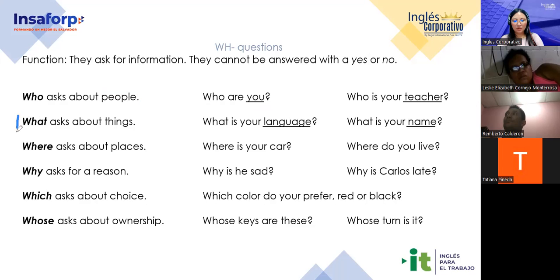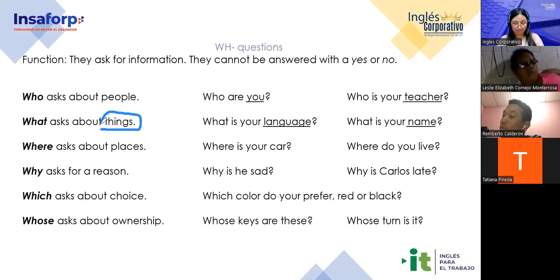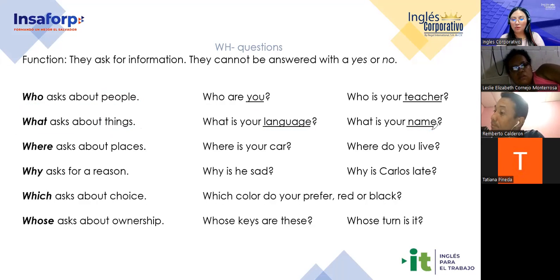Okay. Look. What? What it's whenever we want to ask for information about things. No puedo ocuparla para personas, no, sino cuando me refiero a things, cosas. Miren los ejemplos que traigo acá. Language, mi idioma, sobre el nombre de una persona, ¿sí? Sobre alguna cosa. Objetos.